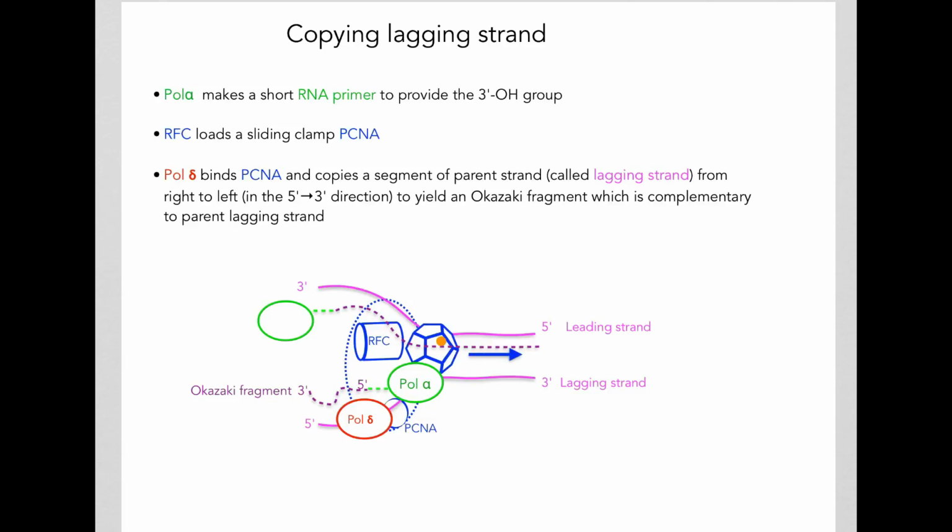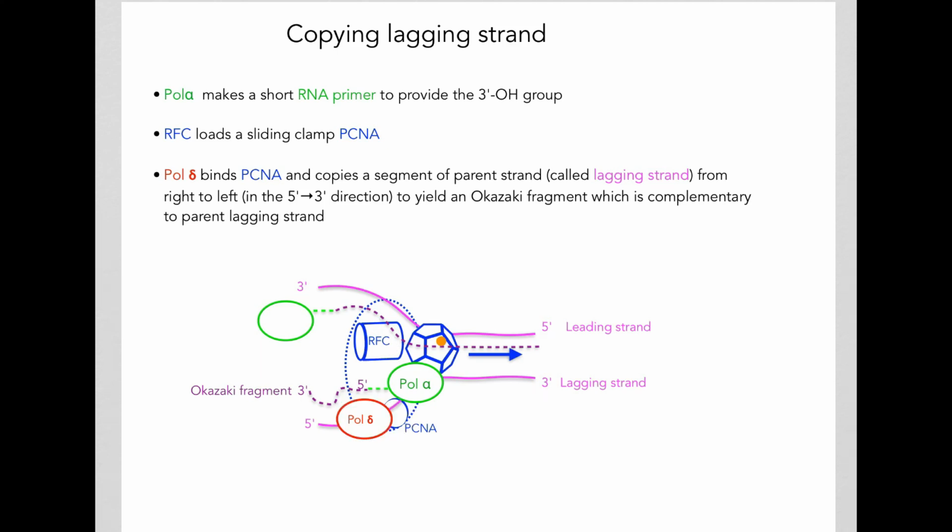Just as in E. coli, copying the lagging strand is a little bit more complex. Once again, Pol alpha will make an RNA primer that provides the free 3' OH group necessary for DNA synthesis by DNA polymerase. The RFC, this protein here, will then load a clamp, PCNA, onto the lagging strand, and once the clamp is loaded, the DNA polymerase, in this case Pol delta, will come and bind the lagging strand.